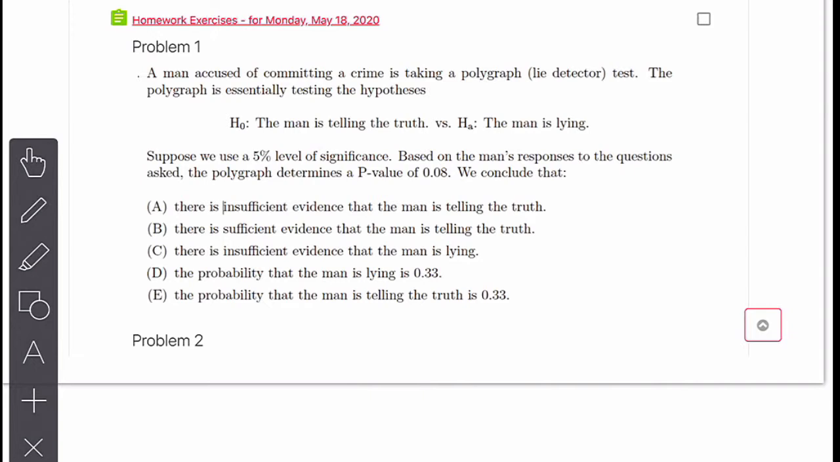But what I really wanted to do is focus on the homework exercises I asked you to prepare. And these were available in the Moodle platform.